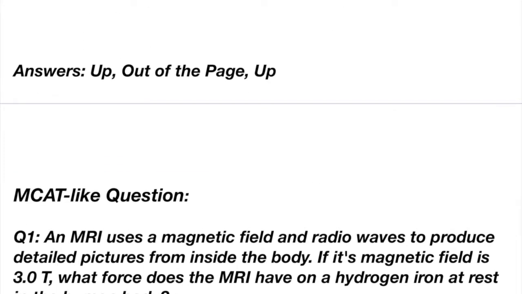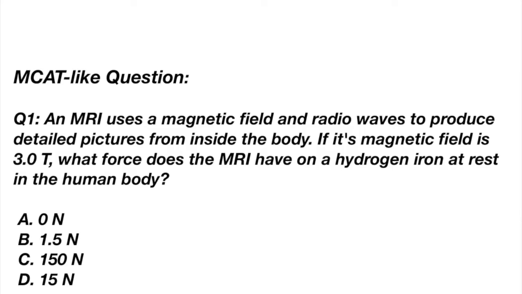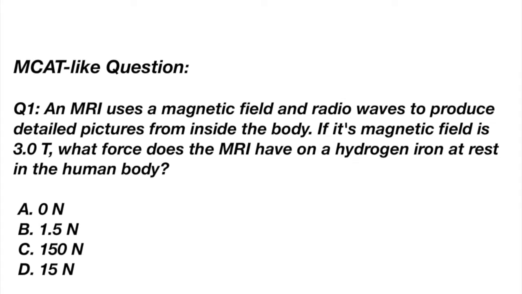So now we're going to cover an MCAT-like question. So the question says, an MRI uses a magnetic field and radio waves to produce detailed pictures from inside the body. If its magnetic field is 3.0 T, what force does the MRI have on a hydrogen ion at rest in the human body? So go ahead, if you'd like to pause the video and try to solve this.